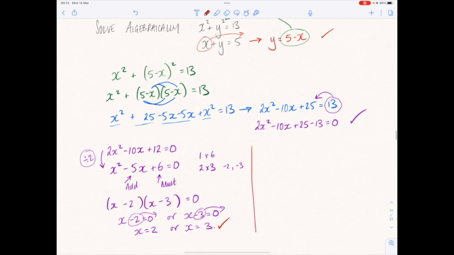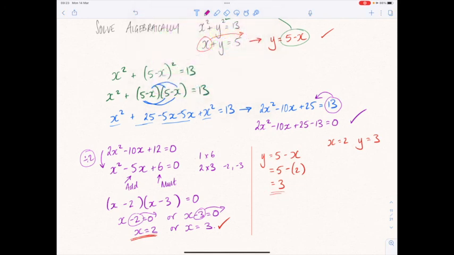From here, what we now need to do is go back to my initial value for y, because I need to find y now, and I say that y is equal to 5 minus x. Well, in the first instance here, I'm saying x is 2, so it becomes 5 minus 2, which is 3. So when x equals 2, y is equal to 3. So I've done that one there and that one there.